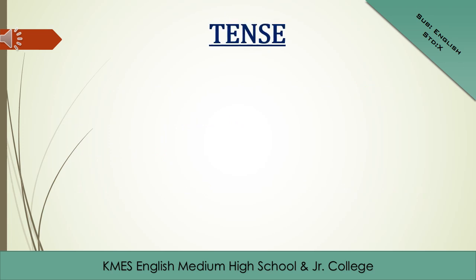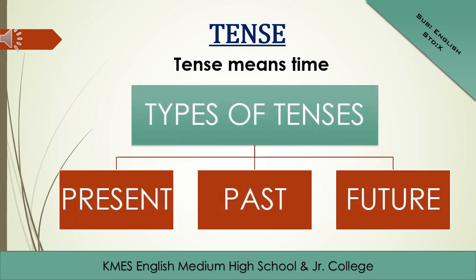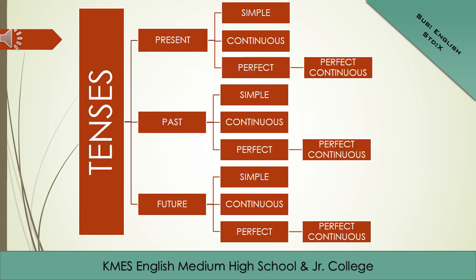First of all, what does tense mean? Tense means time. It has 3 types: present, past and future. These 3 types of tenses are further divided into 4 different types. So here we have present tense. For present we have simple present tense, present continuous tense, present perfect tense and present perfect continuous tense.